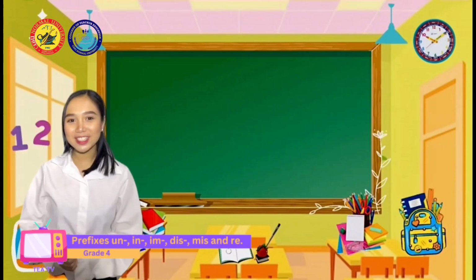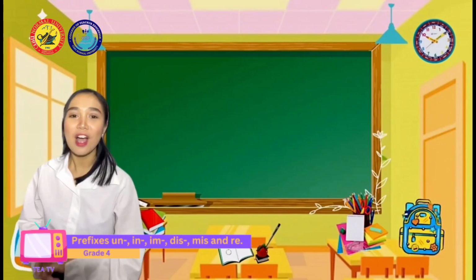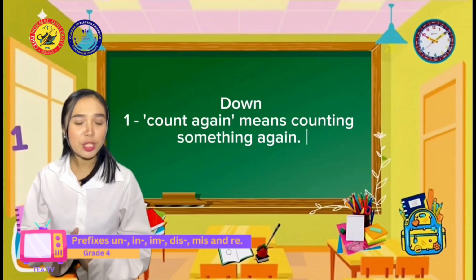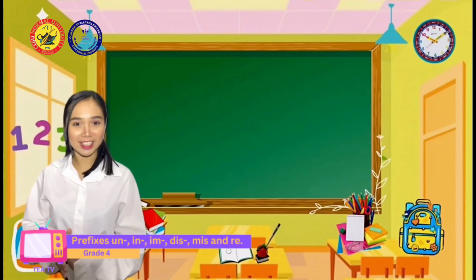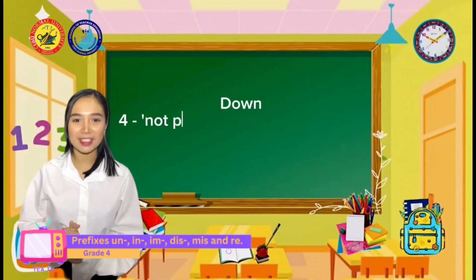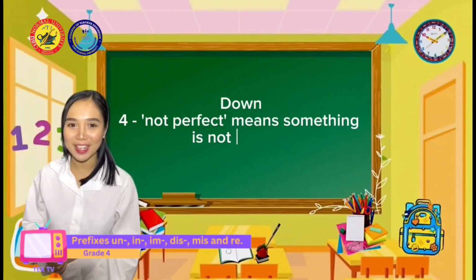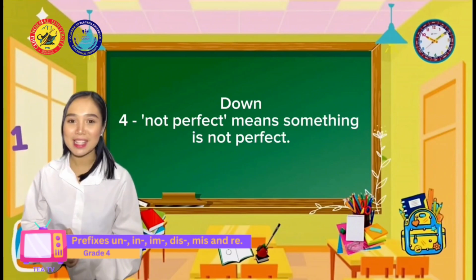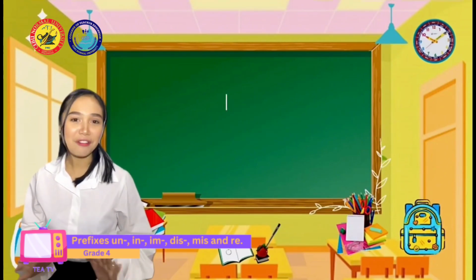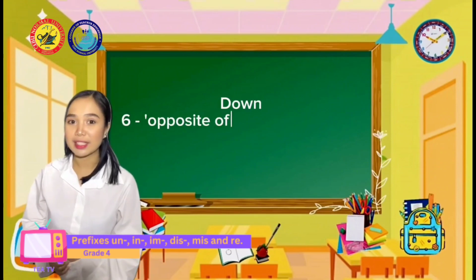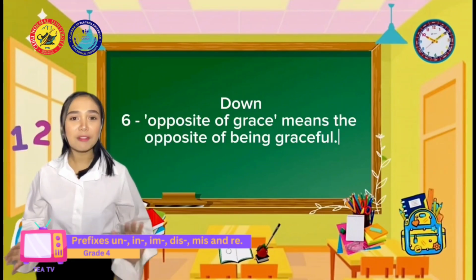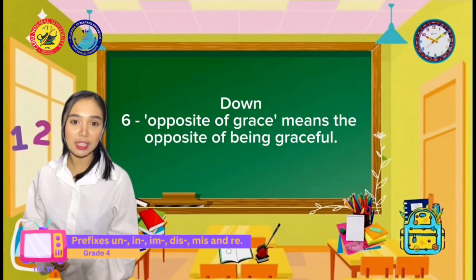Now, for the down section, we have number 1, count again. It means counting something again. So which prefix means again here? And for number 4, we have not perfect. It means something is not perfect. So what prefix means not perfect? And for number 6, we have opposite of grace. It means the opposite of being graceful. So what prefix means opposite of?